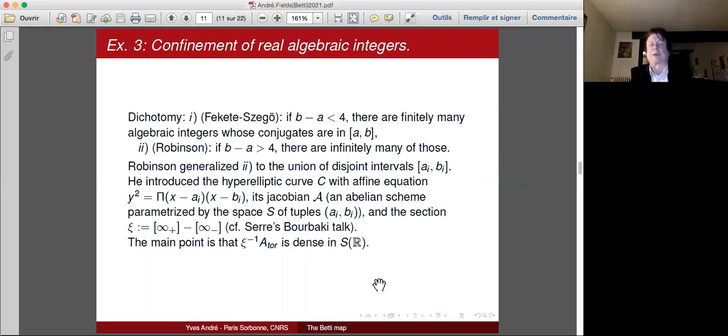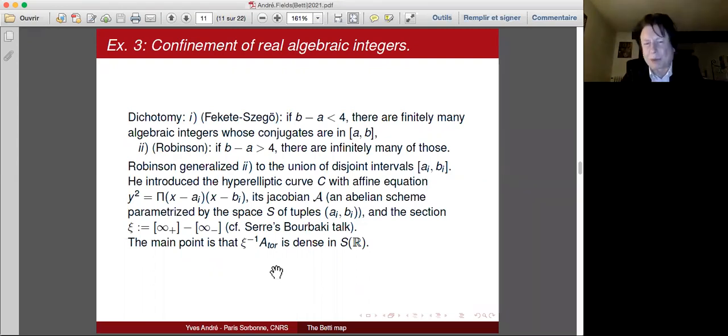He introduced, of course, its Jacobian, viewed as an abelian scheme parameterized by the space of all tuples of a_i's and b_i's, and also the section psi. So there are two points at infinity on this hyperelliptic curve, infinity plus and infinity minus. I refer to the Bourbaki talk on this topic.